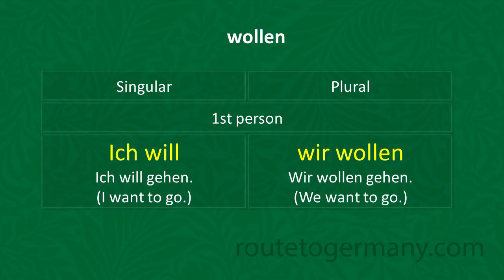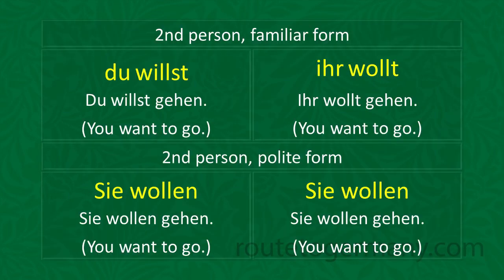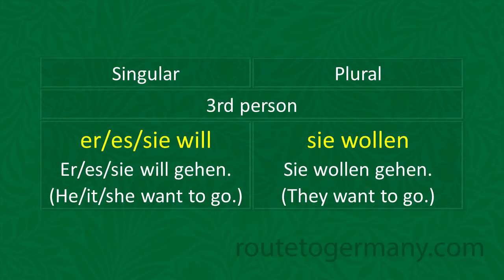Wollen. Conjugation of wollen is: Ich will, wir wollen. Du willst, ihr wollt. Sie wollen, sie wollen. Er, es, sie will, sie wollen.